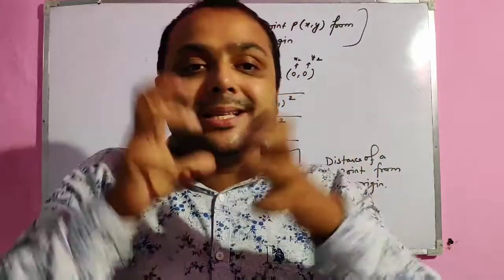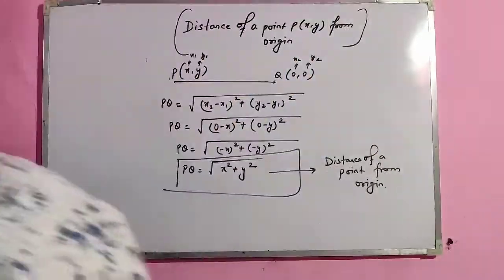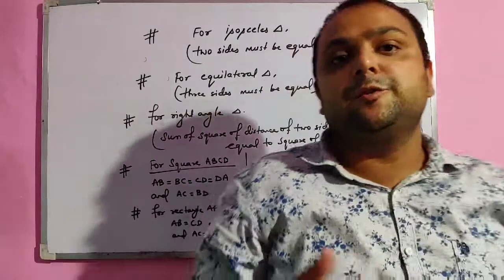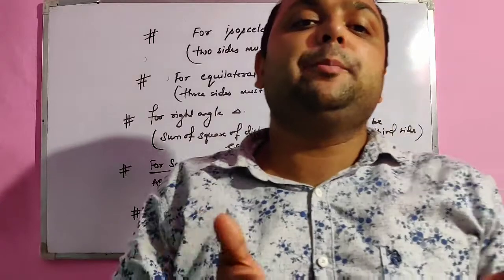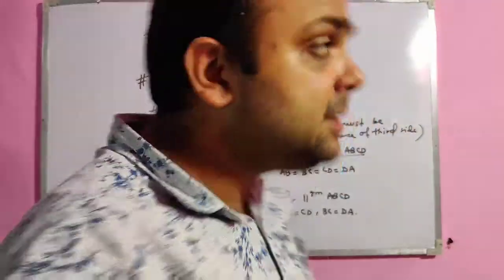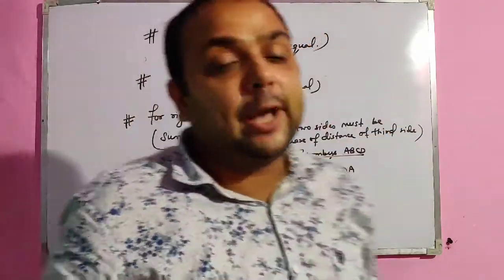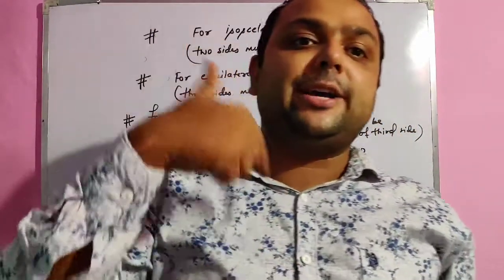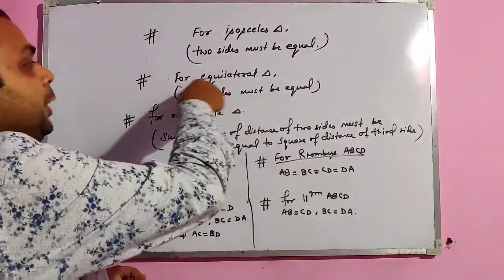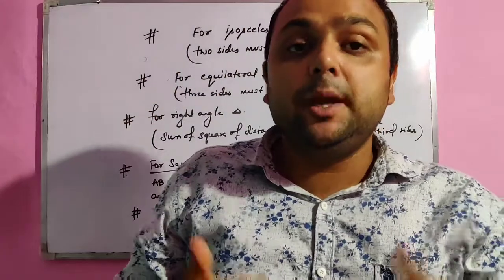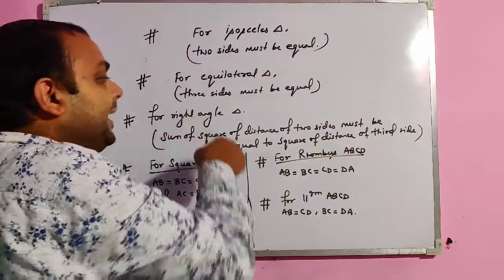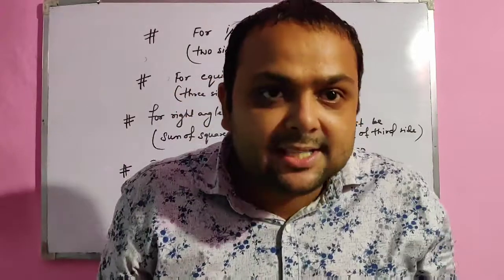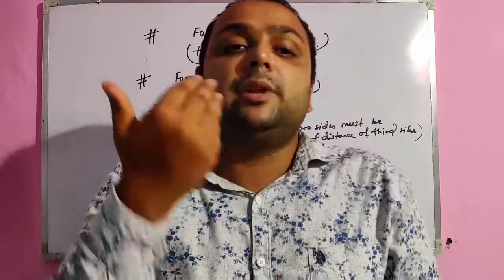Now I will tell you some concepts based on this distance formula. These are some important concepts. If the question asks to show that the given points are the points of an isosceles triangle, it means 2 sides must be equal. We have to calculate the distance of all 3 sides, and any 2 sides must be equal in case of an isosceles triangle. And if it is an equilateral triangle, the distances of all 3 sides must be equal. Also, for a right angle triangle, the Pythagoras theorem property applies, that is, the sum of the squares of any 2 sides must be equal to the square of the third side.